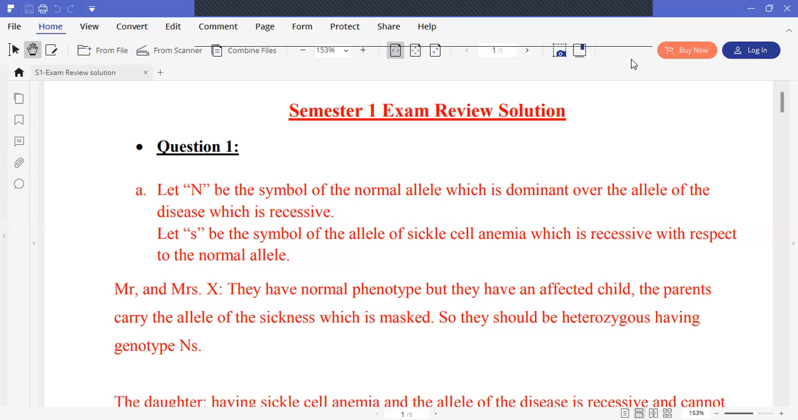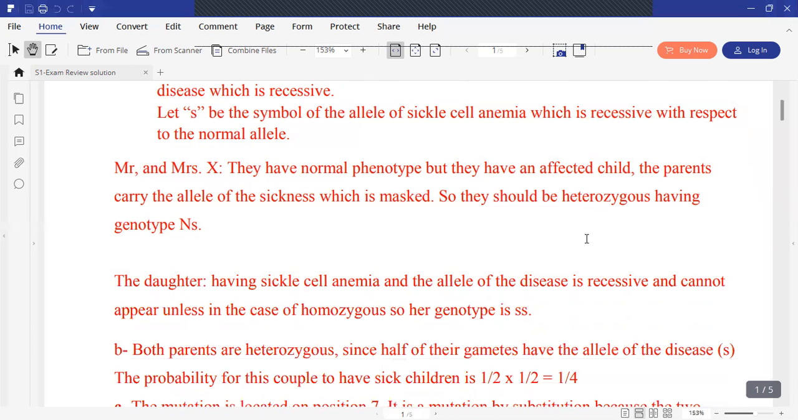And here you have to find out the genotype of the daughter. The daughter has sickle cell anemia, so she should be homozygous since the allele of the disease is recessive, having the genotype S small S small. While the parents should be heterozygous, N S, since they are normal and they gave birth to an affected daughter. So this daughter will inherit S from each of her parents, Mr. X and Mrs. X.